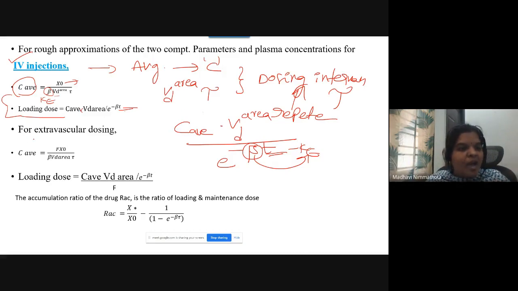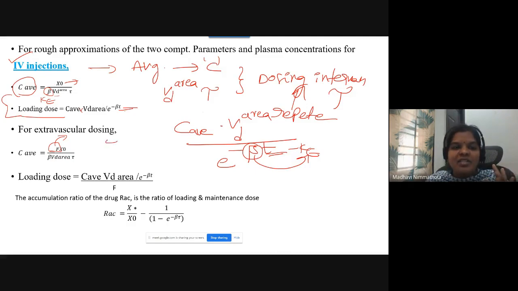Then you have extravascular dosing. For extravascular dosing, the C average, the average plasma drug concentration, equals F X naught. F is the fraction of the drug, the amount of the drug that is available in the plasma. X naught is the initial amount of the drug, divided by beta or Ke, VD, into tau. So the equation is the same as that of IV injection.